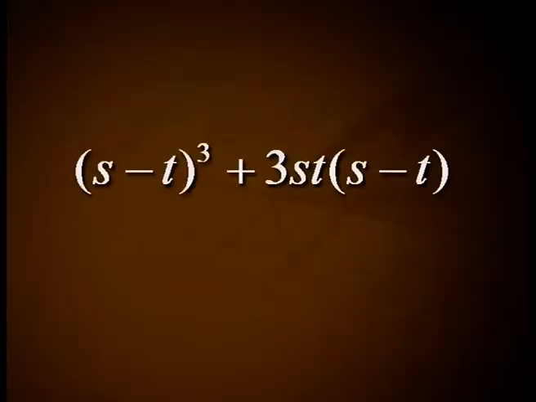This can be verified as follows. Substituting for a, b and y, equation 2 becomes (s minus t) whole cube plus 3st into (s minus t) equal to s cube minus t cube. This is true since we can simplify the left side using the binomial formula to obtain s cube minus t cube. Now, to find s and t satisfying equation 3 and 4, we proceed as follows.